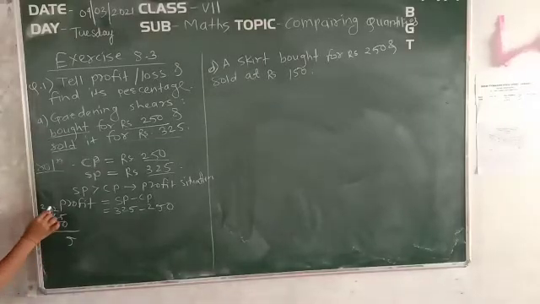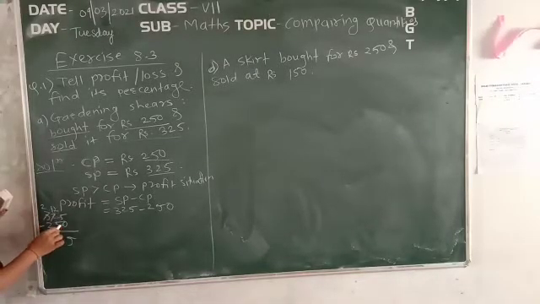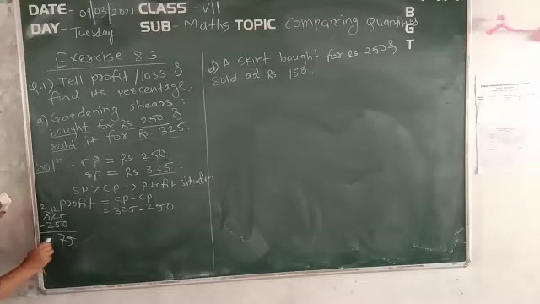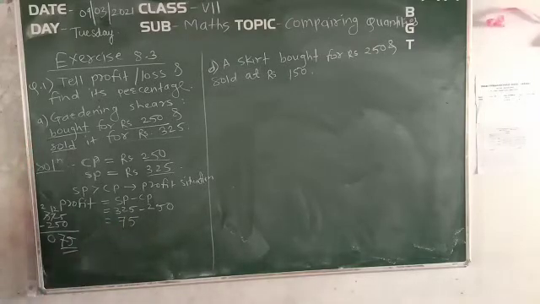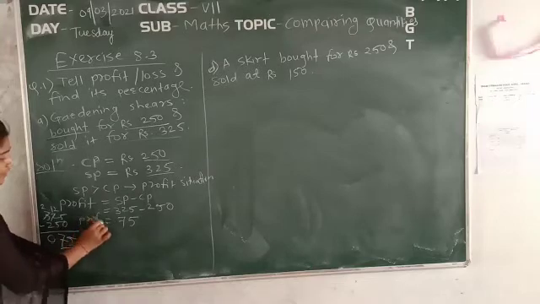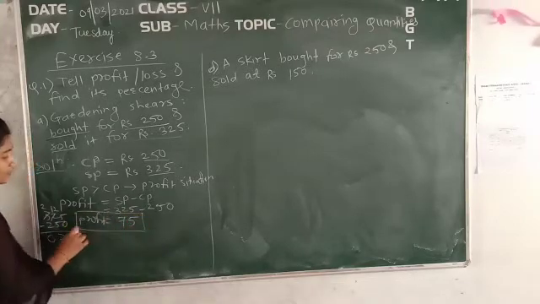So here 12 minus 5 is 7. Okay. 2 minus 2 is 0. So what is the profit that you have got? That is 75. Okay. So it is nothing but your profit. So profit is equal to 75 that you already got.